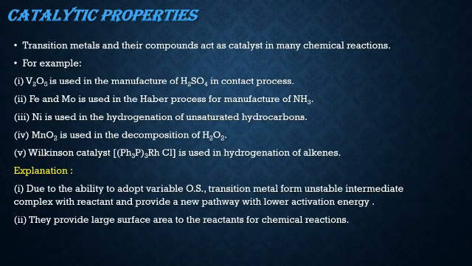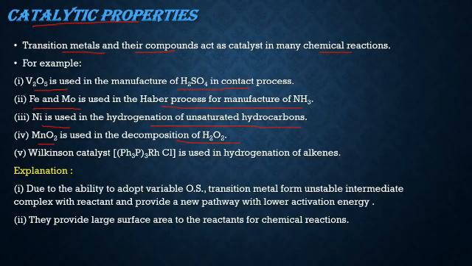Now the next property of d block elements is their catalytic properties. We see that transition metals and their compounds act as catalysts in many chemical reactions. For example, vanadium pentaoxide is used in the manufacture of H2SO4 by the contact process. Second, iron and molybdenum are used in the Haber process for manufacturing ammonia. Nickel is used for the hydrogenation of unsaturated hydrocarbons, that is, to convert vegetable oil into vanaspati ghee. Then manganese dioxide is used in the decomposition of hydrogen peroxide.